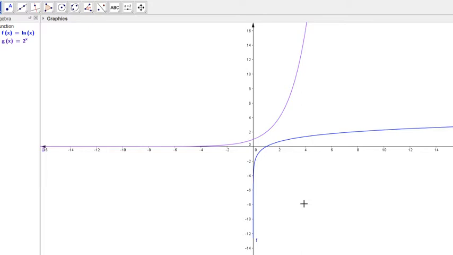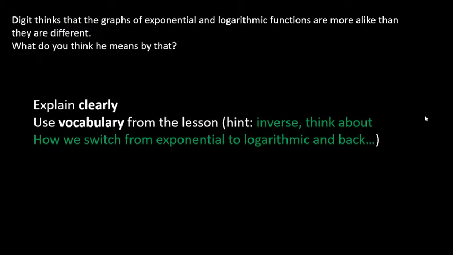So you might talk about some features that they have in common. It doesn't matter if the features are exact. So for example, I can see that both of these functions have asymptotes. It doesn't matter if the asymptote is defined at the same value, but that might be something that they have in common. That might be one reason why we think that these two function families are alike. Okay? And then once again, you might want to think about the word inverse and think about how we use what we know about exponents and logarithms to kind of convert back and forth between the two forms. What about that process might make you think that these functions are really more alike than they are different?